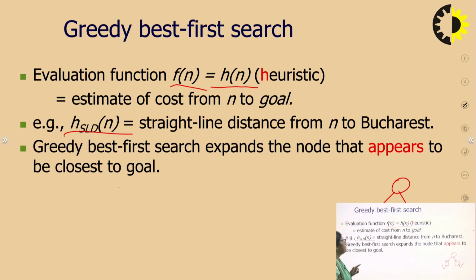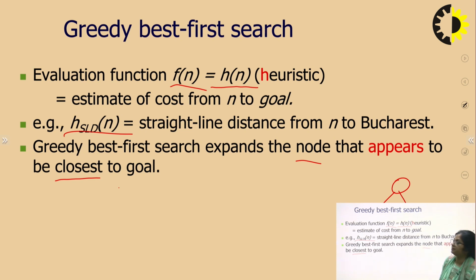What do we do in greedy best first search? We expand the node that appears to be closest to the goal. So we are greedy in approaching the goal from this point. This is our intermediate point which we have already visited, our intermediate node n. We'll start from n, take some action, reach some intermediate node, and then finally work out the goal.